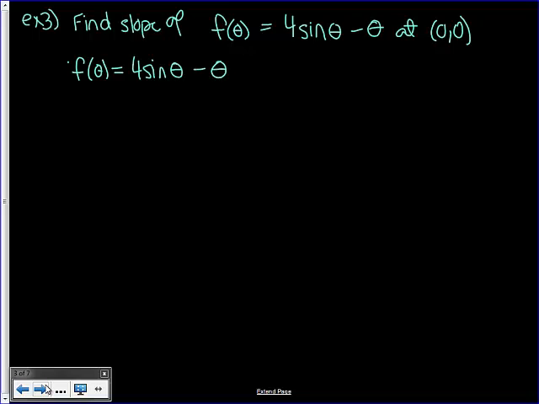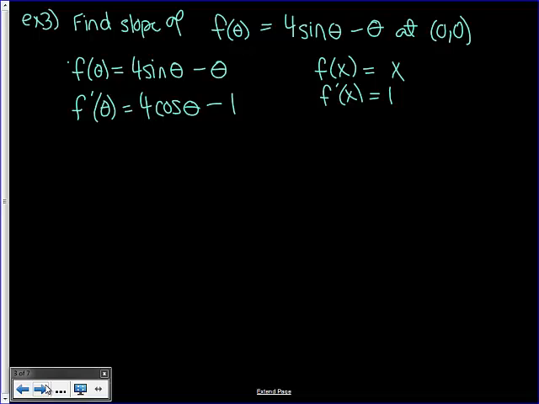All right, so let's take the derivative of 4 sine theta. So f prime of theta. Well, the derivative of sine is cosine, so that's just 4 cosine theta. Now, let's look at this next part. The derivative of theta. Well, let's treat it like x, and the derivative of theta is 1. Because again, remember, if f of x equals x, the derivative of that is just 1.